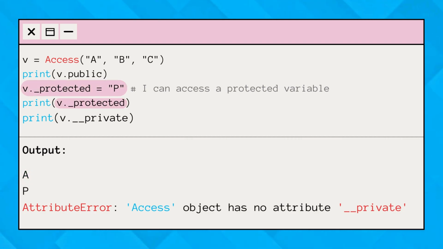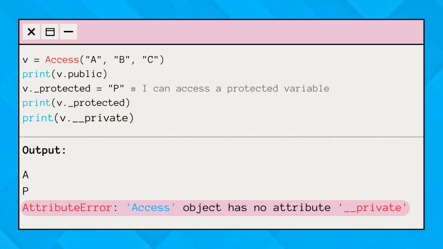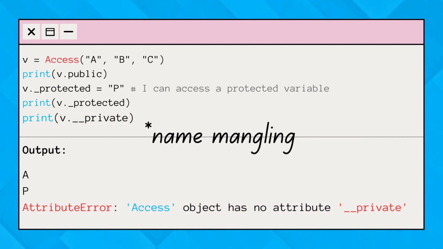Next up, we got the value of the protected attribute, v._protected, which is P, after modifying the attribute. But how? As discussed earlier, the single underscore is a convention to indicate protected status, but it does not prevent access or modification from outside the class. Next, we got an error in an attempt to access the private attribute outside the class. Why so? See, Python performs name mangling on private attributes, making them inaccessible outside the class.